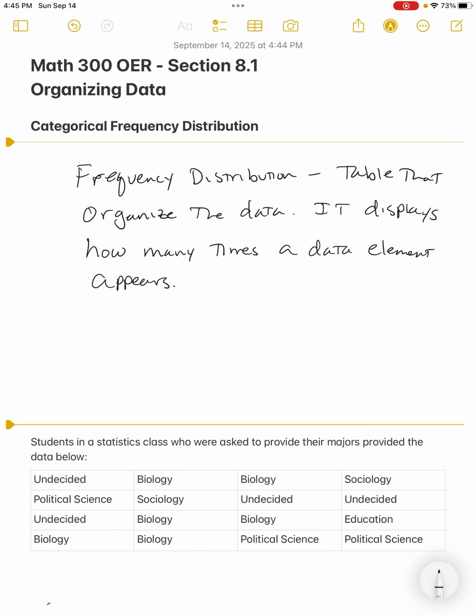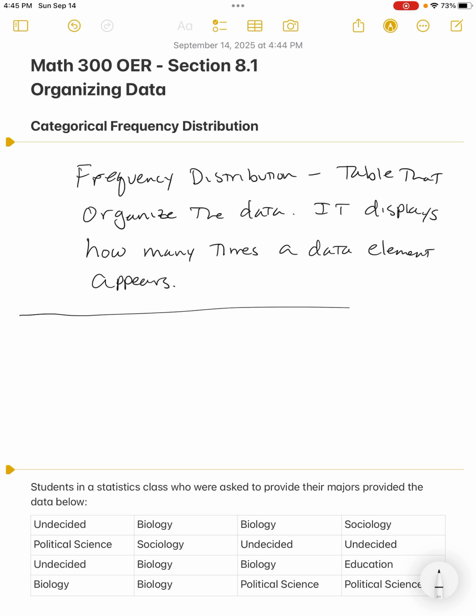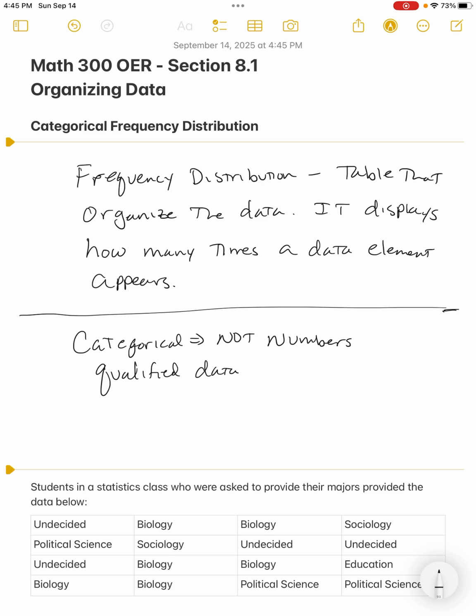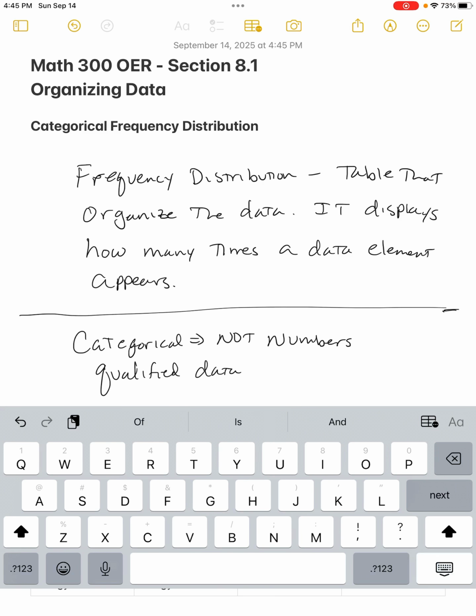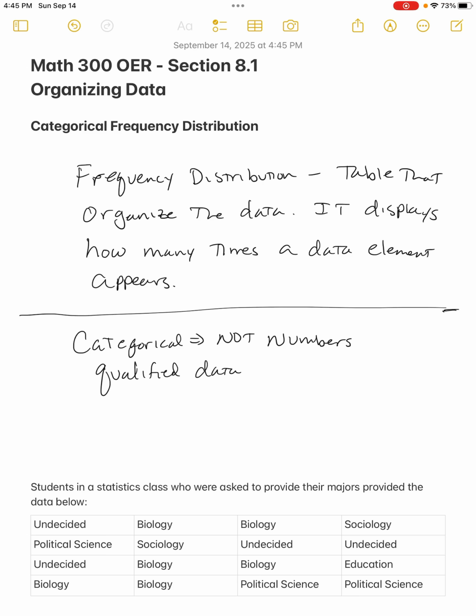The first one is a categorical frequency distribution. Categorical is a big word and has different meanings depending upon context, but for us, when we talk about categorical in statistics, what we're saying is that it's not numbers, it's not numerical. It's somehow qualified data, and not quantitative. So qualitative data is probably a better way for me to say that.